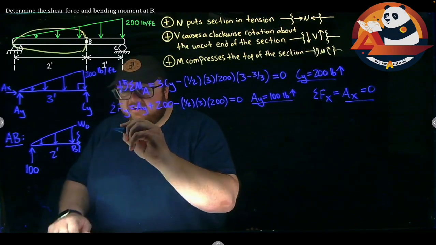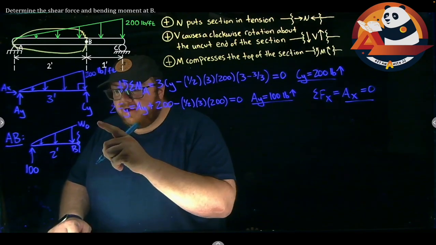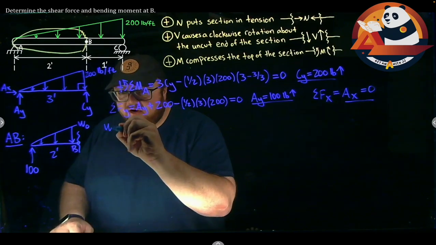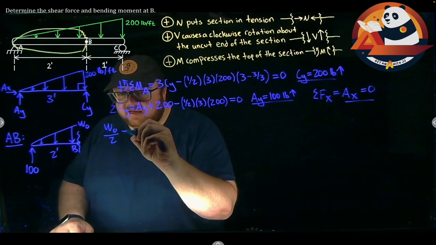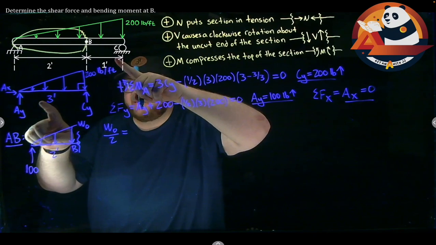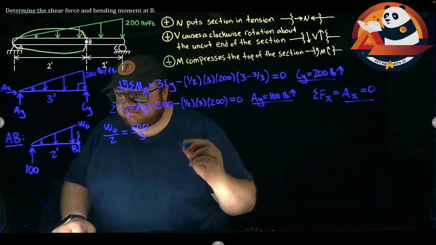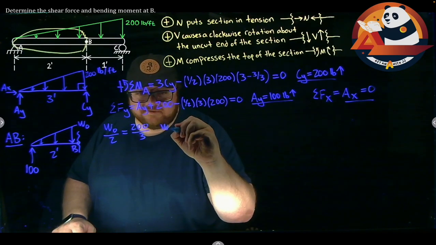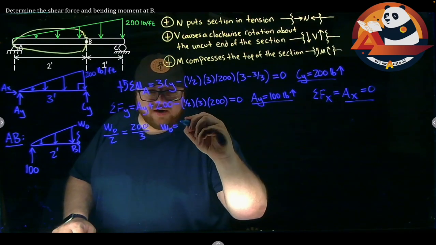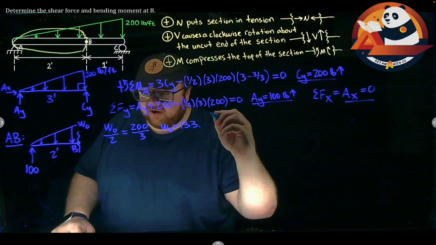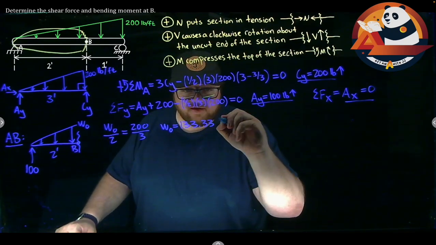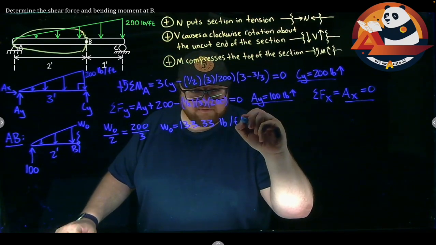So in this triangle, our ratio of height to base, WO over 2, is equal to this triangle, height to base, 200 over 3. Or our WO is going to work out to be 133.33 pounds per foot.